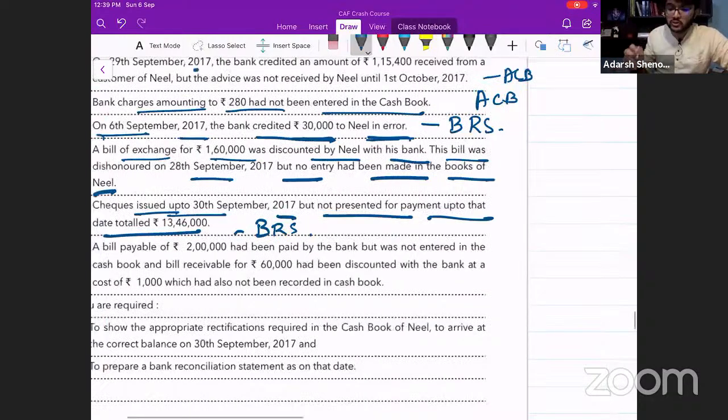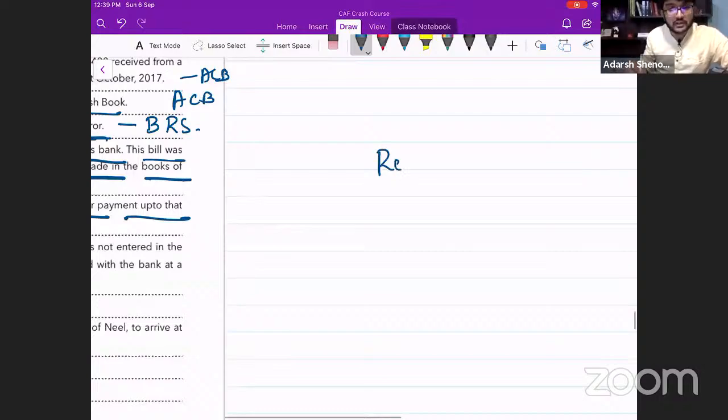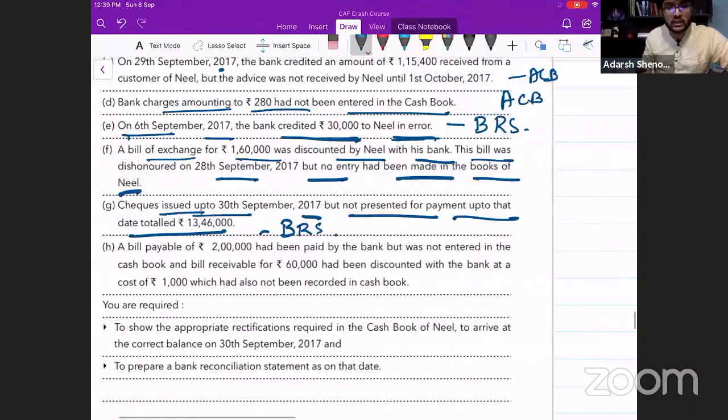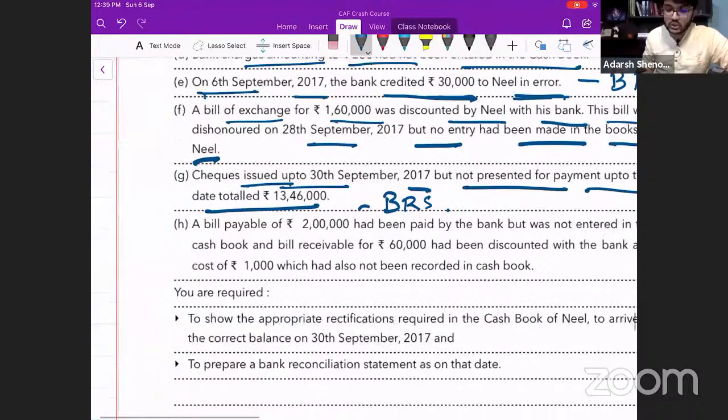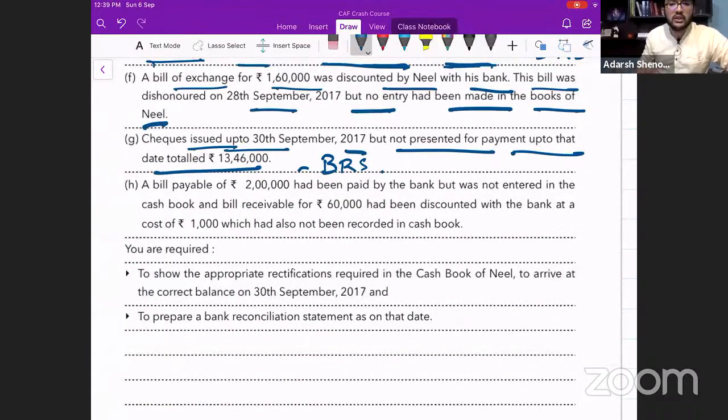I explained to you also how it is recorded, when it is recorded. Yesterday we discussed this in detail. Both check deposited and check issued. It is not anyone's mistake. It is how this transaction works. So this will come in the BRS.